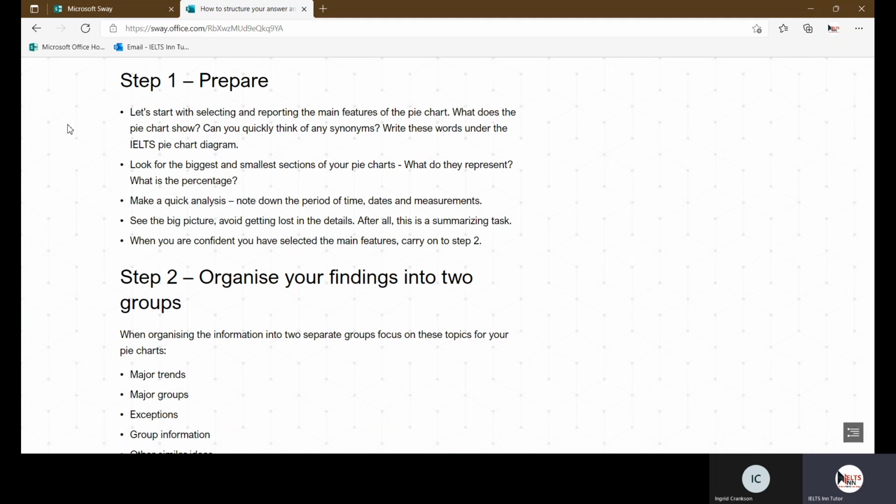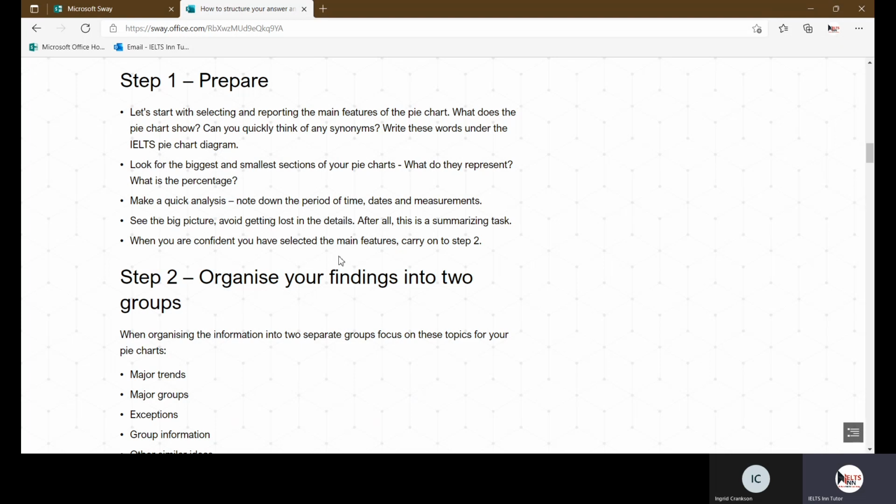You start by selecting and reporting the main features of the chart, but this is not on paper. You do this to yourself. What does the pie chart show? Can you quickly think of any synonyms? You look at the question and ask, what synonyms can I use here? What are they talking about? What is being shown over here? So you have to do the presentation to yourself first, before you start trying to pen something down.